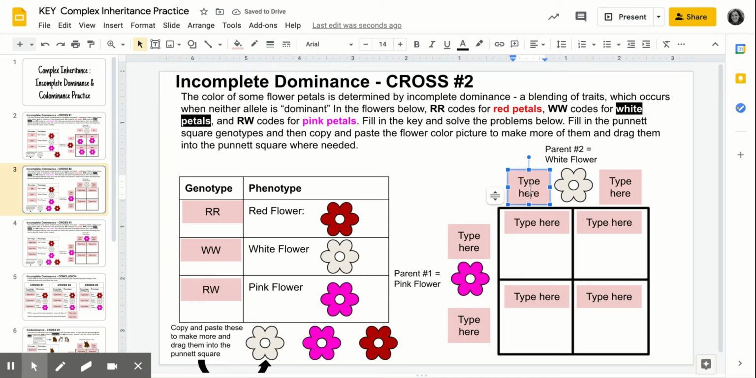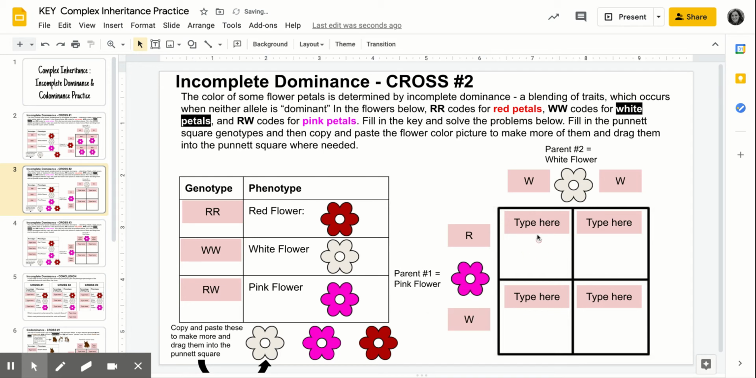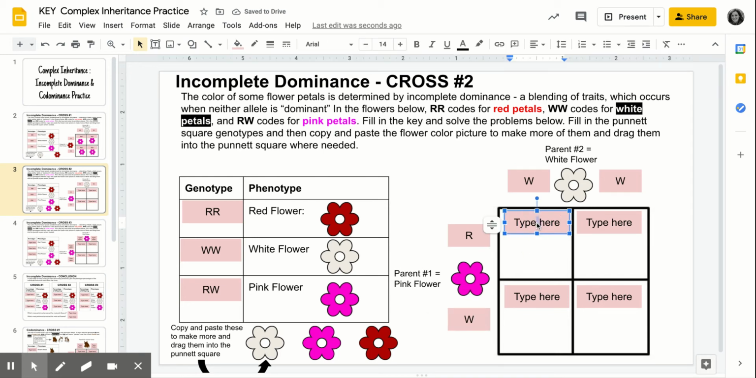So a white parent flower is WW. So let's go ahead and put one W in this square and one W in this square. We've got a pink flower now. So that's going to be RW. All right. And again, we're looking for that blend of traits. Let's go ahead and put these parents together. These two parents have a baby flower, and we've got RW, okay? Here, these two parents have a baby flower, and we have RW again.